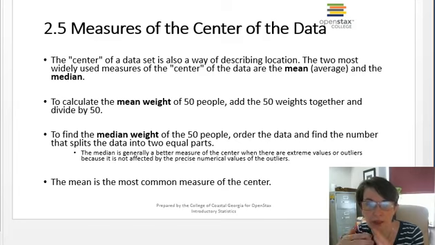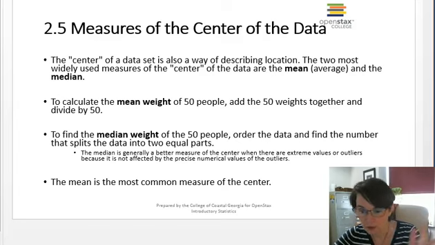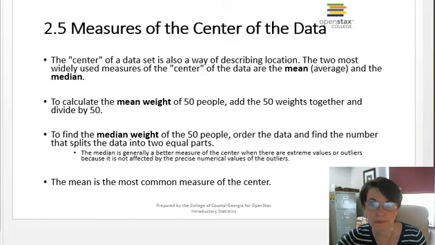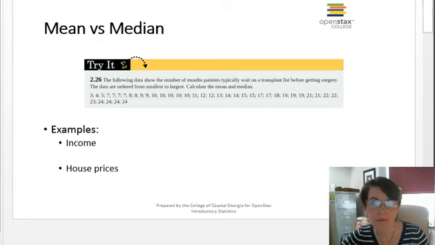But when we find the median, we need to start from lowest to highest to find that middle value, remembering that the middle value does not have to be one of the data points. So when we find that middle, it might be between two data points, in which case we would add those, find the average of those points. But again, the mean is the most commonly used one.